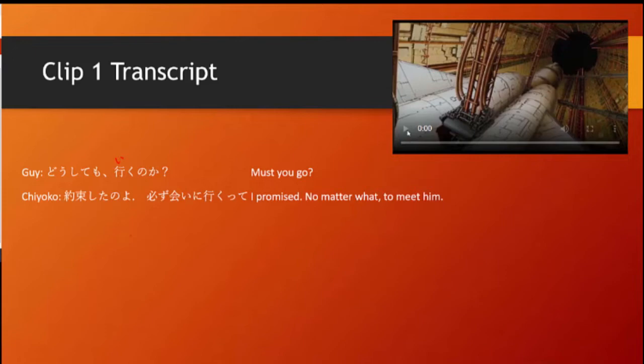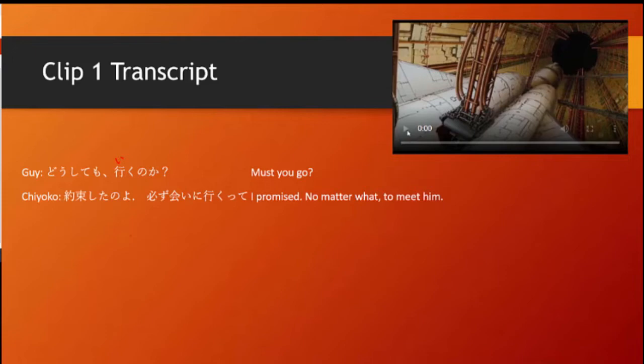So the guy says, "どうしても行くのか?" That's translated here as, "must you go?" We've got iku, which is to go. Noka is making it a question. Iku noka? Must you go? This is quite informal when you say that. If you want to say, are you going, ikemasu ka? in a more formal way.